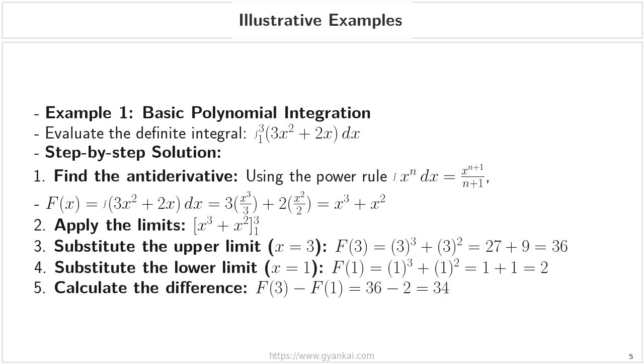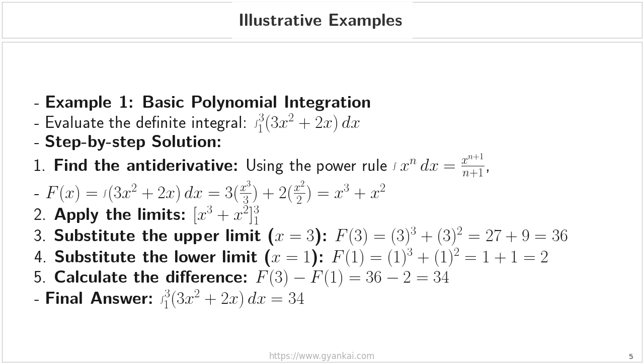Step 5. Calculate the difference. Finally, we subtract the value of the antiderivative at the lower limit from the value at the upper limit. That is 36 minus 2, which equals 34. Therefore, the definite integral of 3x squared plus 2x from 1 to 3 is equal to 34. This represents the area under the curve of the function between x equals 1 and x equals 3.